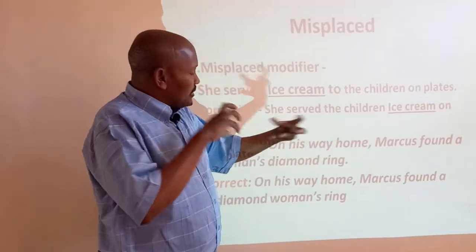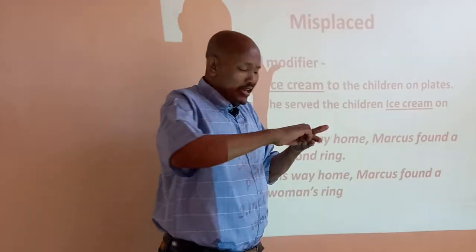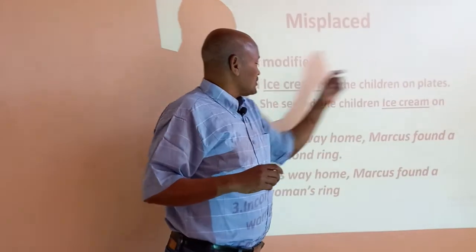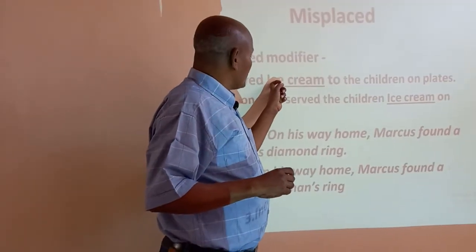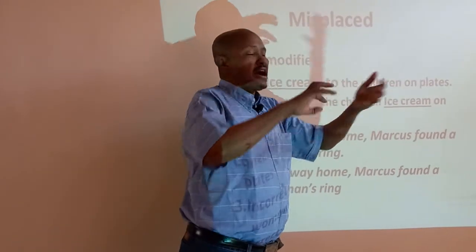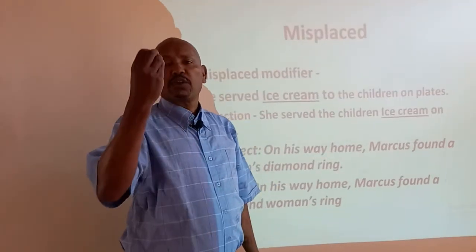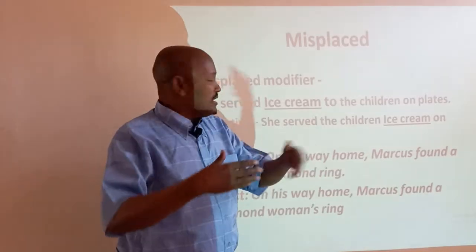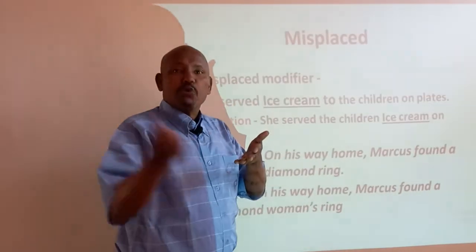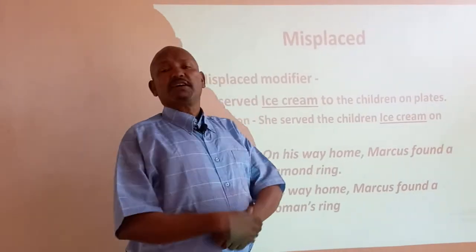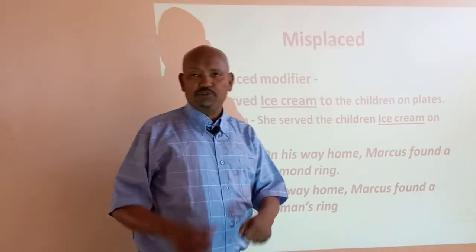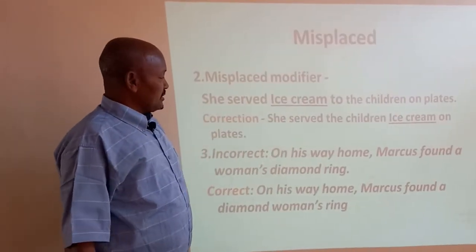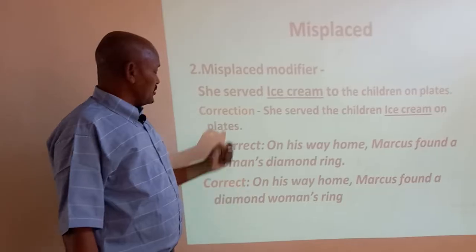No. Ice cream needs what? Where do we situate ice cream? On plates. So this word and these phrases are in a separate place, so we cannot get meaning here. To get a meaning, we have to bring this ice cream close to the word it modifies, and it gives meaning. Absolutely right. So we can write here, she served the children ice cream on plates.